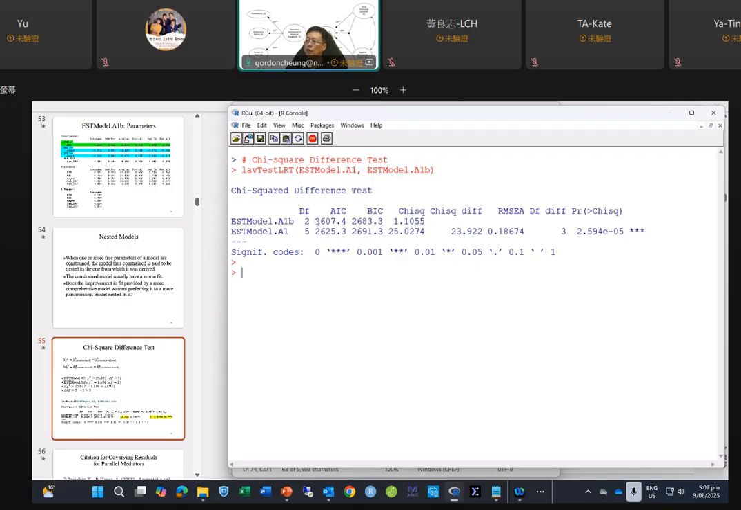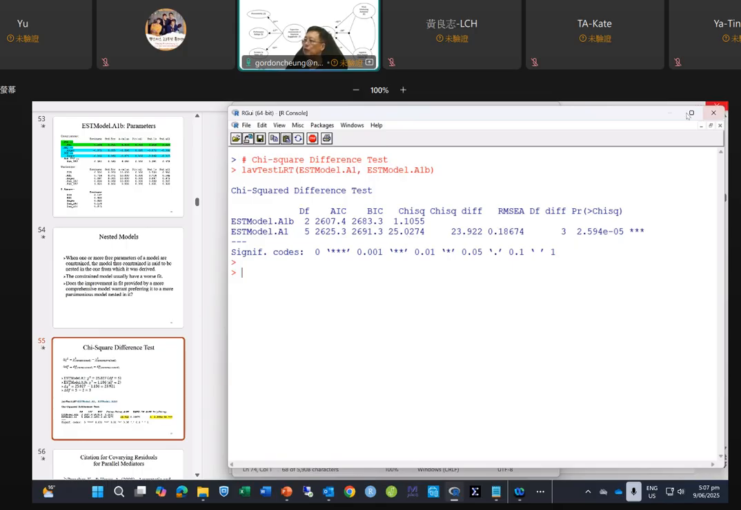The second model has 2 degrees of freedom, chi-square is 1.1. The first model has 5 degrees of freedom, chi-square is 25. Chi-square difference is 24, and difference in degrees of freedom is 3. The probability of this is very small. That means the model A1B, the unconstrained model, fits the data significantly better than the constrained model.